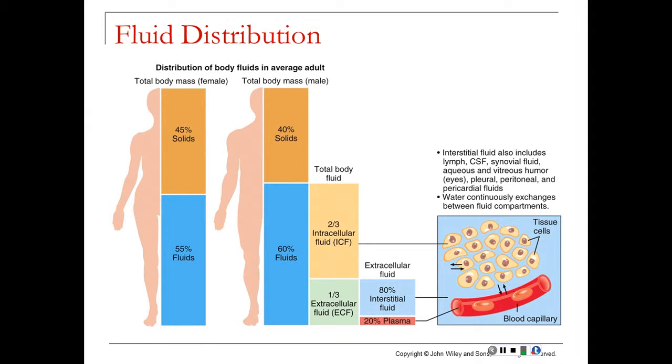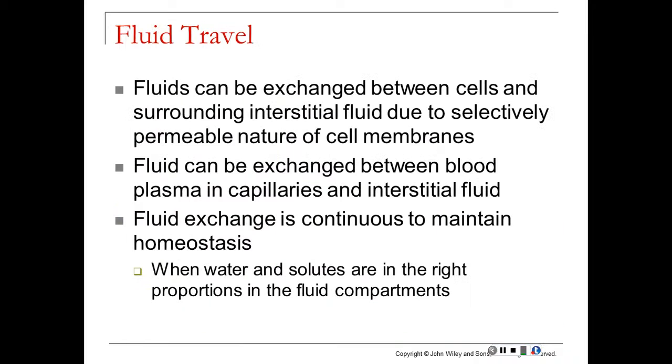So around 60% of that total body fluid, 2/3 of it is inside the cells, 1/3 of it is outside of the cells. Most of it is that interstitial fluid, or cell juice, as I like to say, that kind of fluid surrounding all of our cells. And then the blood plasma makes up a small percentage of that as well.